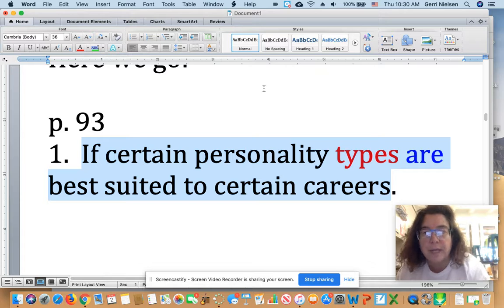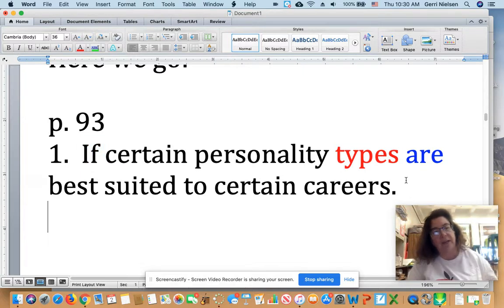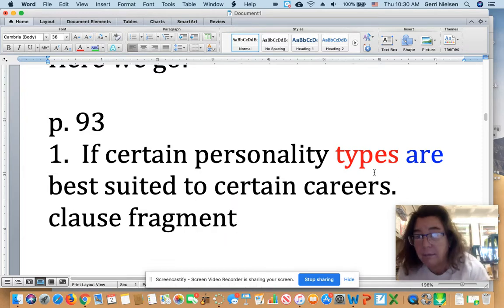If certain personality types are best suited to certain careers, we're missing something. This starts with "if." It's a dependent clause. So what we have here is a clause fragment. And that cannot stand alone. It's not a run-on. It's not a complete sentence. It's a clause fragment.